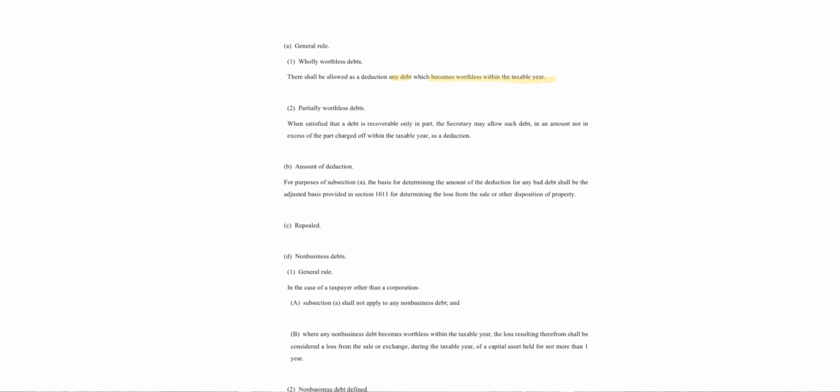Amount of deduction: for purposes of subsection A, the basis for determining the amount of deduction for any bad debt shall be the adjusted basis provided in Section 1011. If you go to Section 1011, you'll see it's just $2,500 cash, so it would just be $2,500.